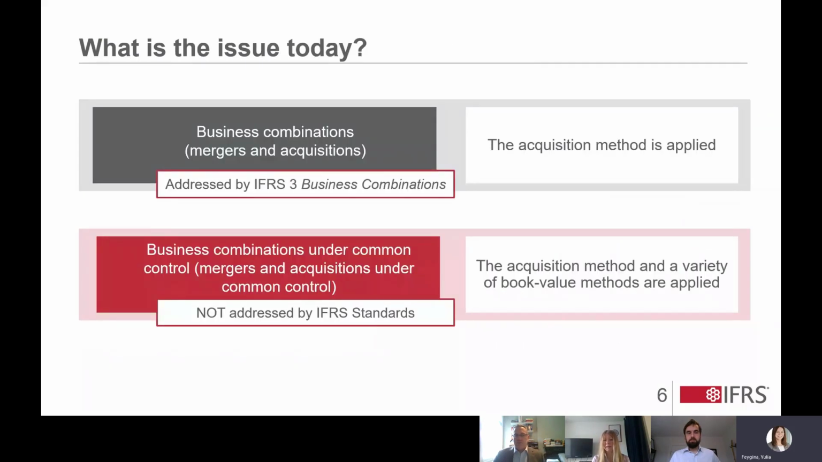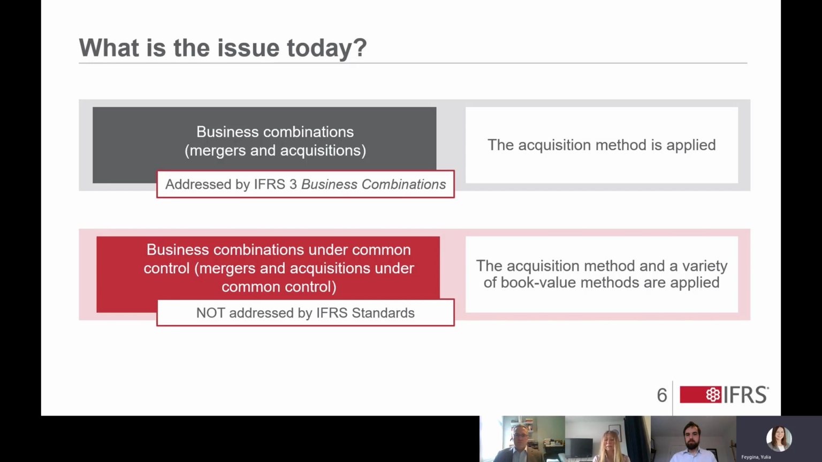Yes. So today, business combinations or mergers and acquisitions are covered by IFRS standards and are reported using the acquisition method. This means that the receiving company or the acquirer provides fair value information about these combinations. However, mergers and acquisitions under common control are not addressed by IFRS standards. In practice, receiving companies use either the acquisition method and provide fair value information about these transactions as in a regular business combination between unrelated parties, or they also use a variety of so-called book value methods and provide book value information about these combinations. In addition, a book value method often comes with little disclosure.